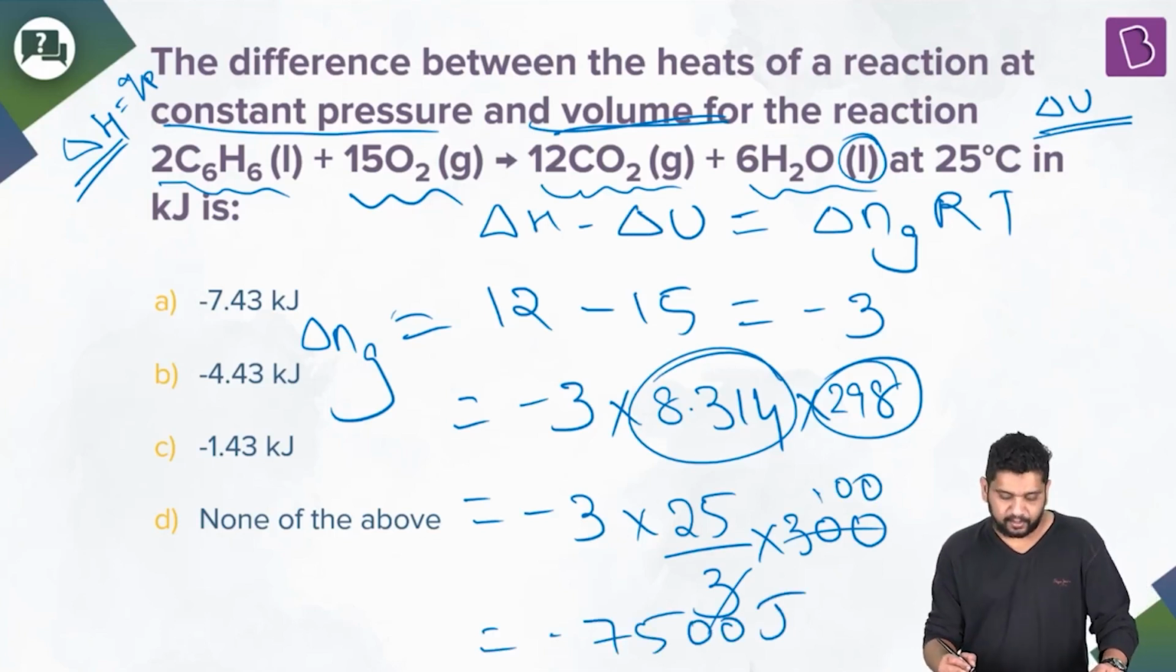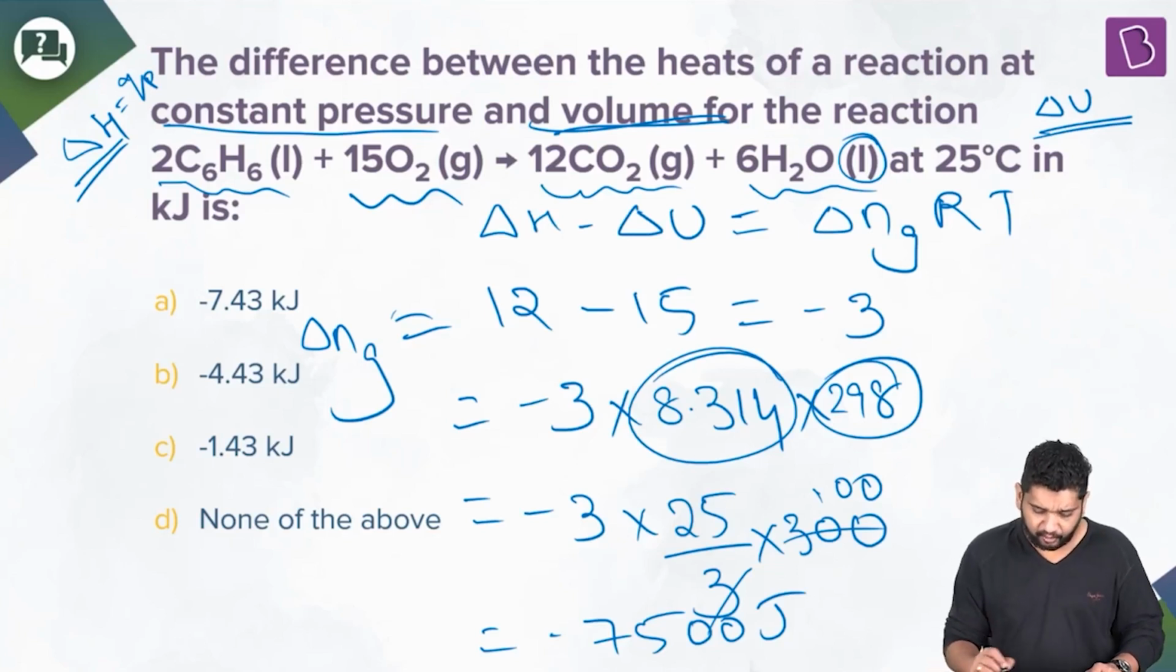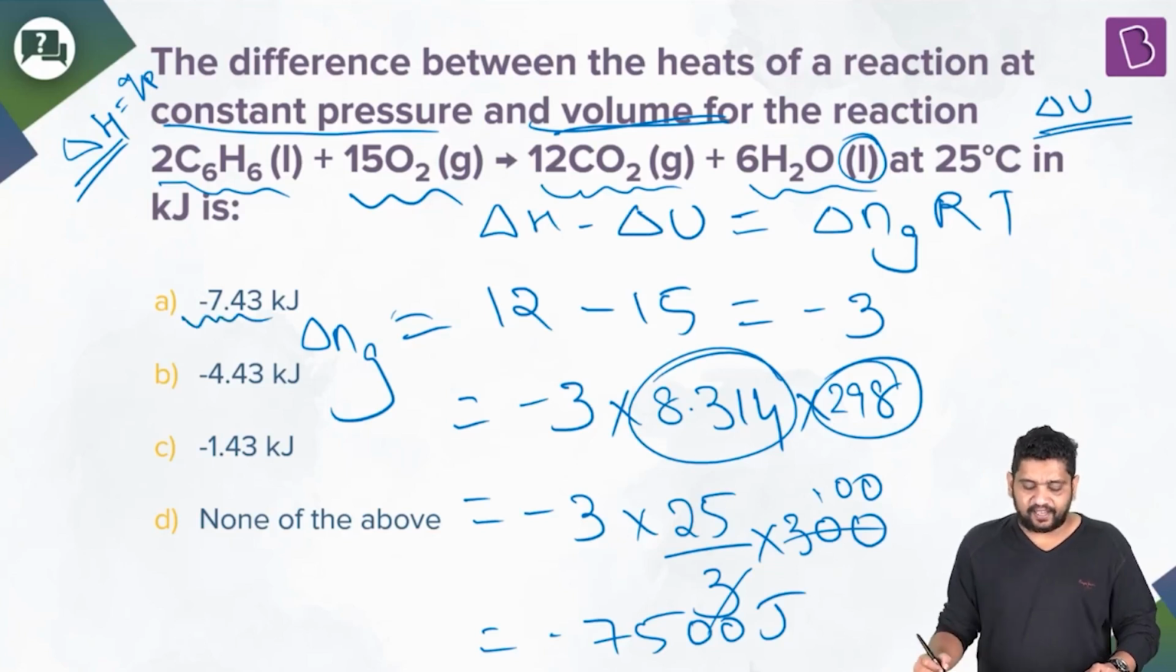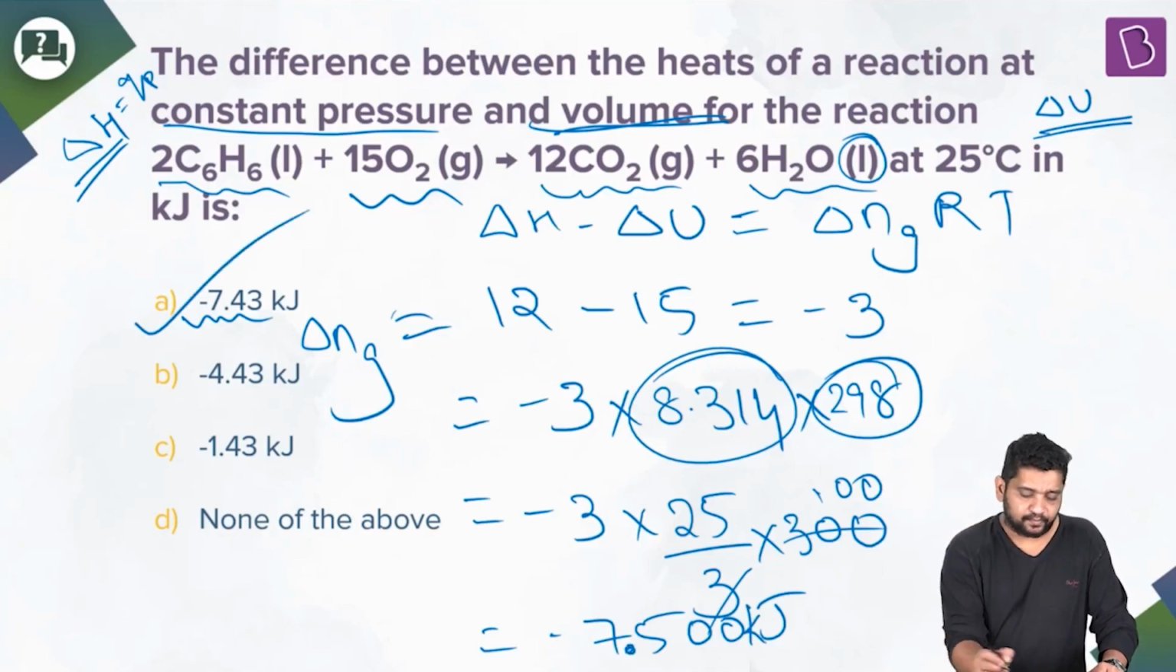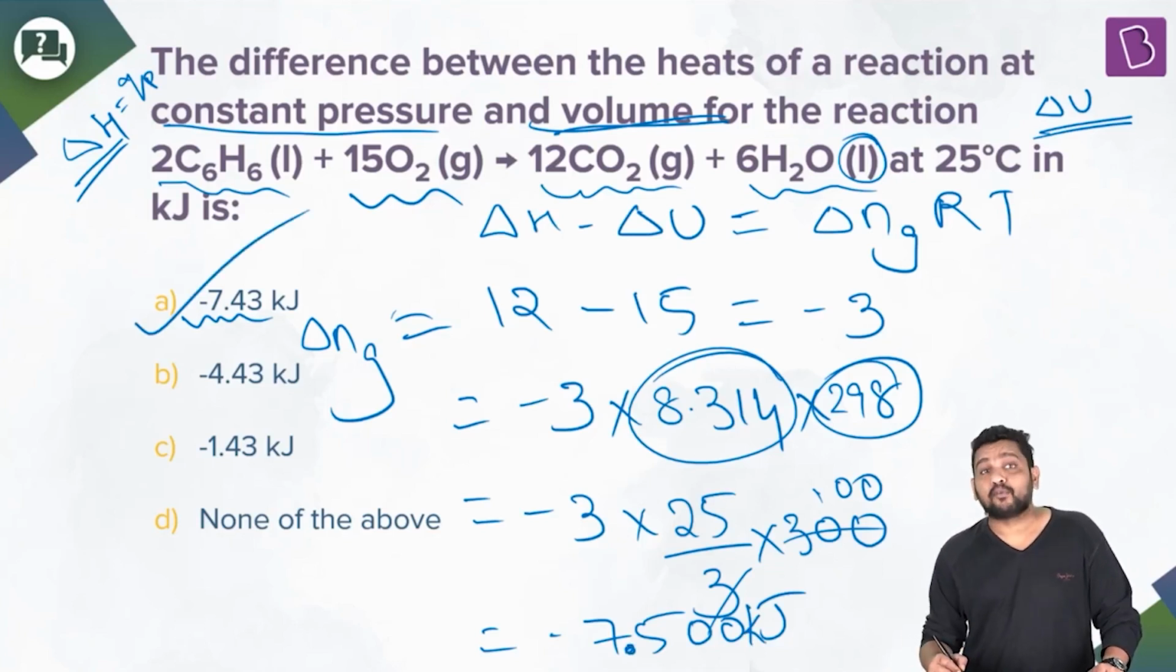Of course there is approximation involved in both R as well as T, but roughly somewhere around this is the answer. Looking at the options, I can see minus 7.43 kilojoule. 7500 joule is 7.5 kilojoule. So my answer is option A, minus 7.43 kilojoule.